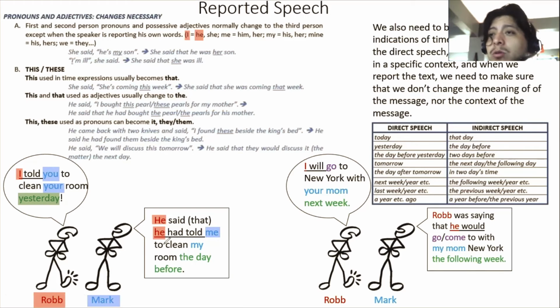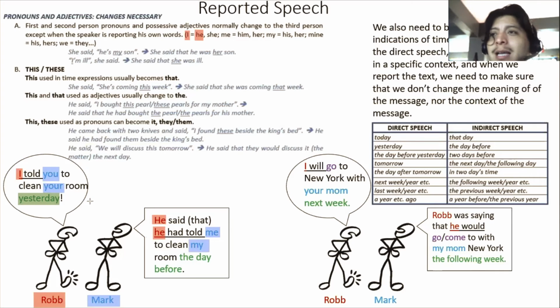Acuérdense, cuando tenemos un segundo objeto, por regla, el verbo va en infinitivo. Si no se acuerdan de eso, chequen la parte de complementos verbales, pero este clean no es un verbo. Y después, este es el objeto, que es la cosa que va a ser limpiada, mi cuarto. Bueno, cuando Rob dice your room, se refiere al cuarto de Mark. Cuando Mark se refiere a su propio cuarto, entonces no dice your room, dice my room, ¿ok?